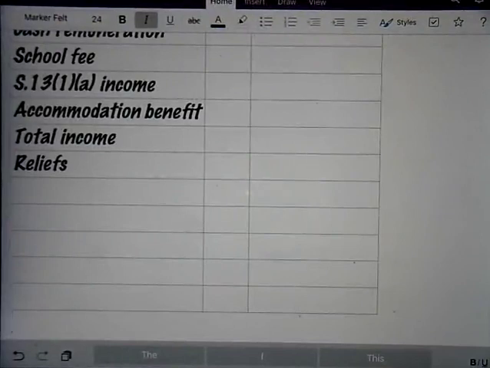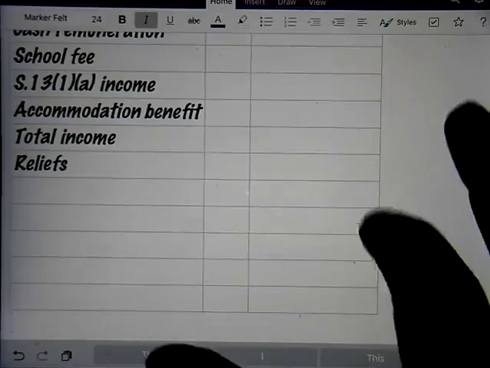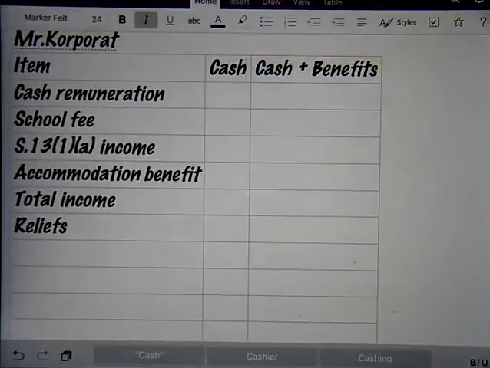Okay. Are you done putting in the cash amount? The cash amount will be how much?